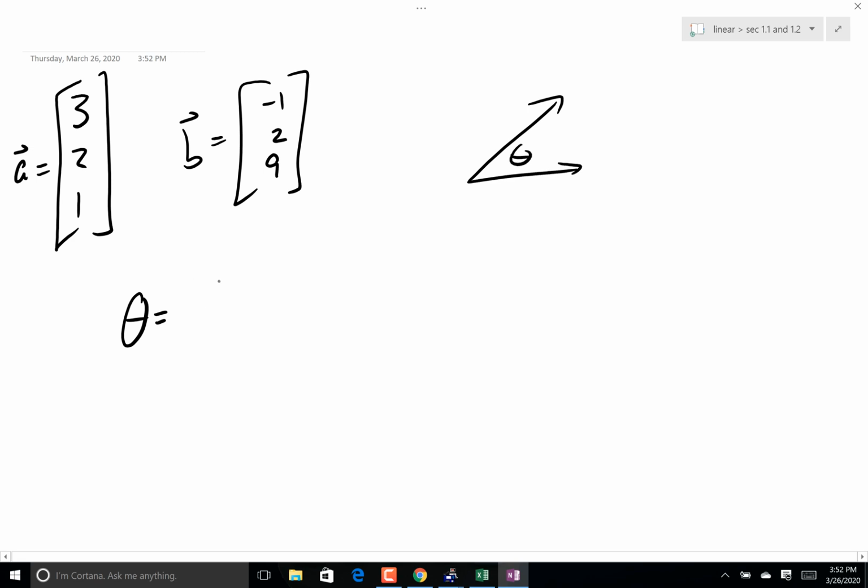So, a dot b would be -3 times 1, plus 2 times 2 is 4, plus 1 times 9 is 9. So that's going to be 13 minus 3, which is 10. Now, the length here would be 9, 13, square root of 14. And this is 81, 82, 86, I think.